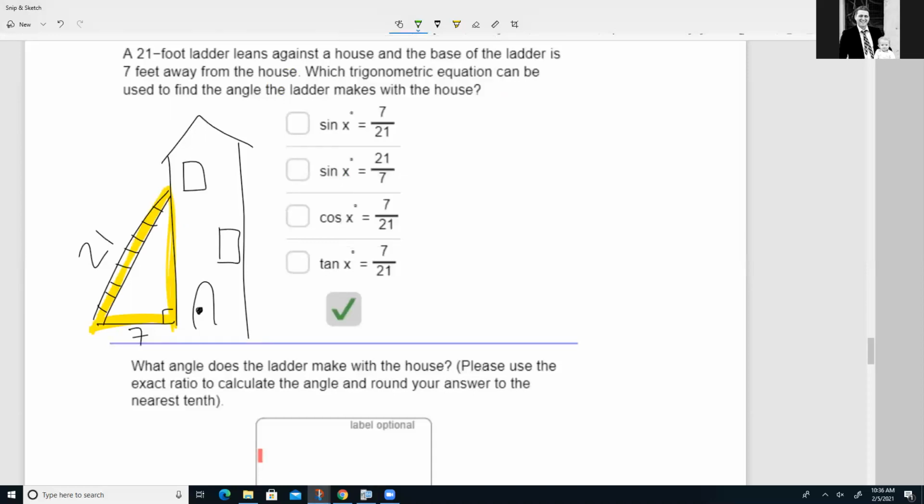And we're trying to find the angle the ladder makes with the house. So I'm trying to find x. If I had been looking for the angle the ladder makes with the ground, I would have highlighted a different angle. So in relationship to this x, for where the ladder touches the house, this is the opposite side, and this is the hypotenuse.